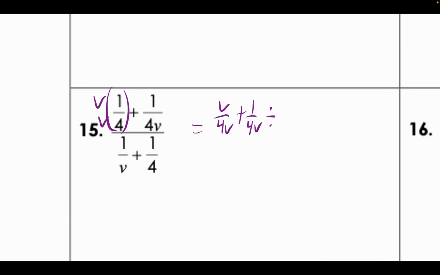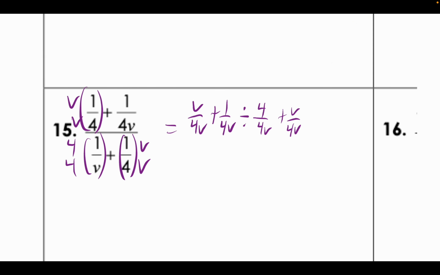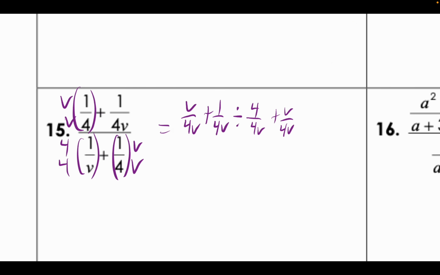The common denominator will again be 4v. The left fraction multiplies by 4 on the top and bottom. The right fraction multiplies by v on the top and bottom. That'll give me 4 over 4v plus v over 4v. Turning these into one fraction each, we get v plus 1 over 4v divided by 4 plus v over 4v.